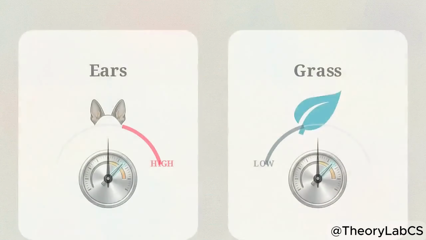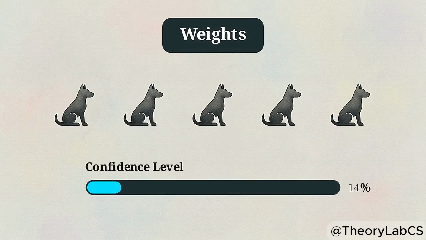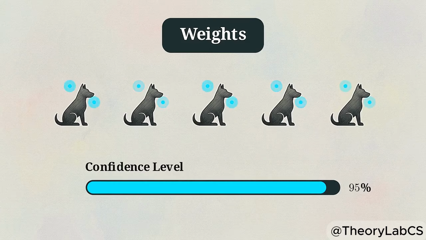Think of it as giving the machine internal dials to prioritize information. It can turn up the importance for pointy ears, while it turns down the importance for green grass. These internal dials are the weights. By adjusting them, the system builds its own intuition about which features are the most reliable clues.